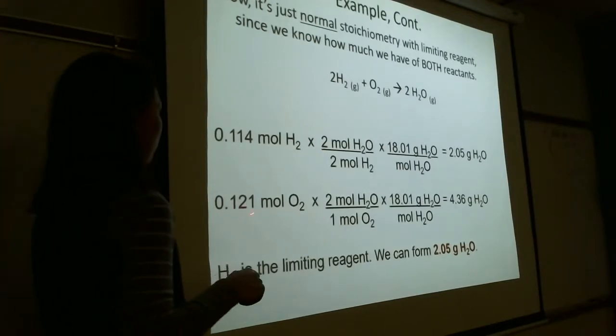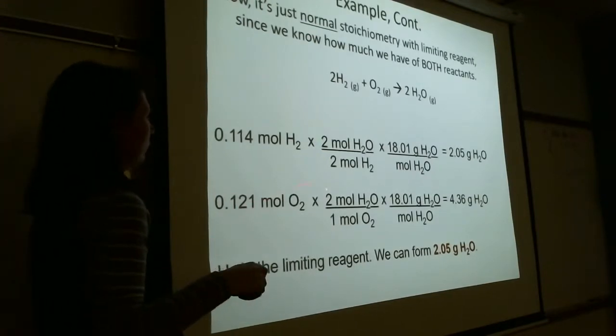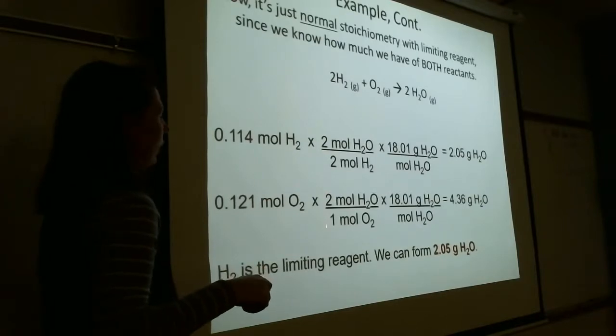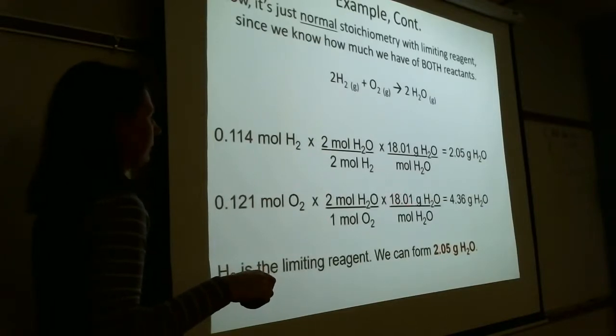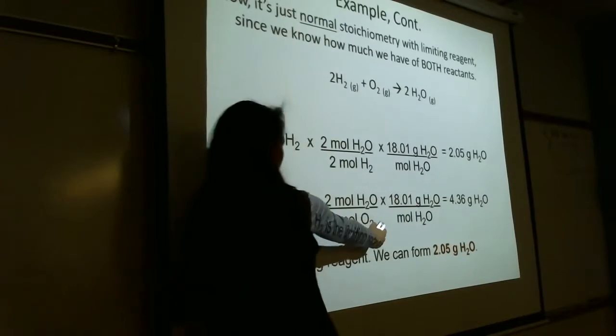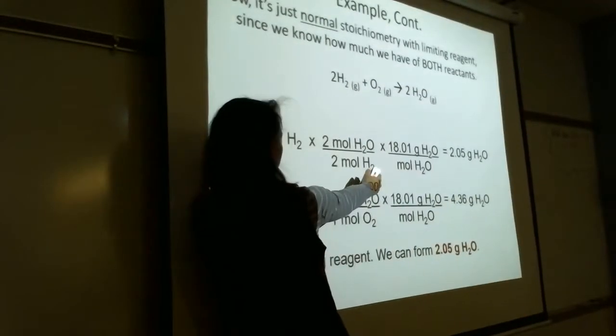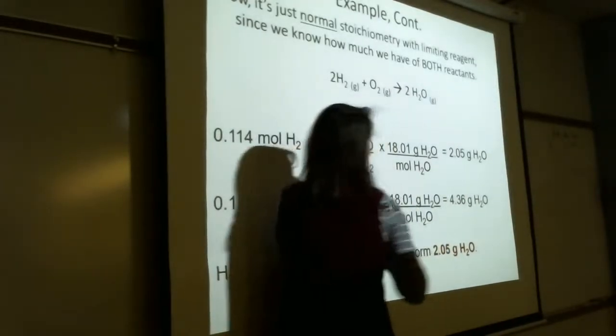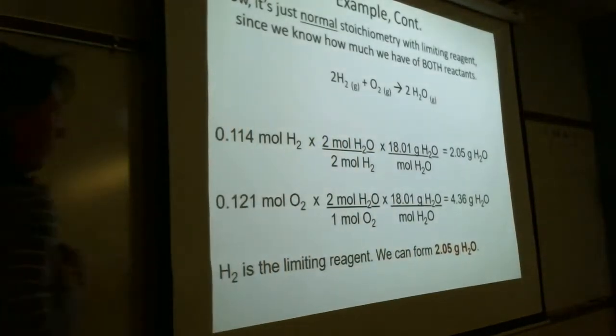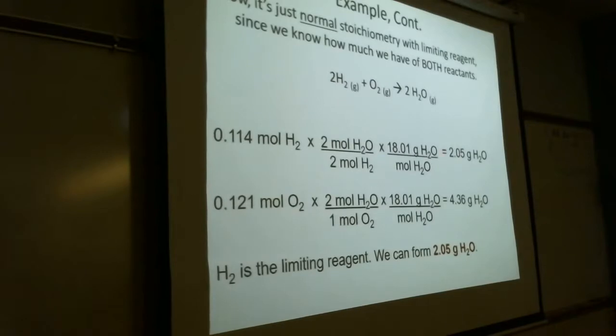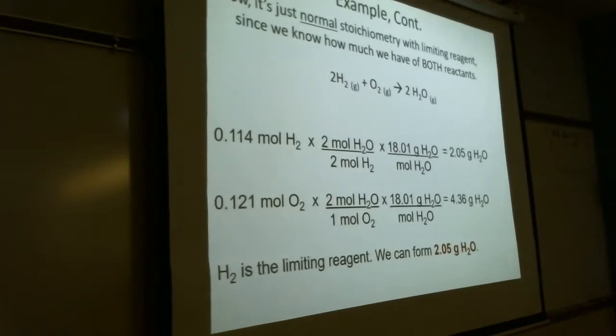Okay. There's my 0.121 moles of O2. Mole ratio is 2 to 1. Again, molar mass is 18. If you wanted to do this calculation and then do this calculation separately, that's fine. If you wanted to do this calculation and then this one separately, that's fine. You'll get the same result either way. Picking the smaller number, right, would be the 2.05.